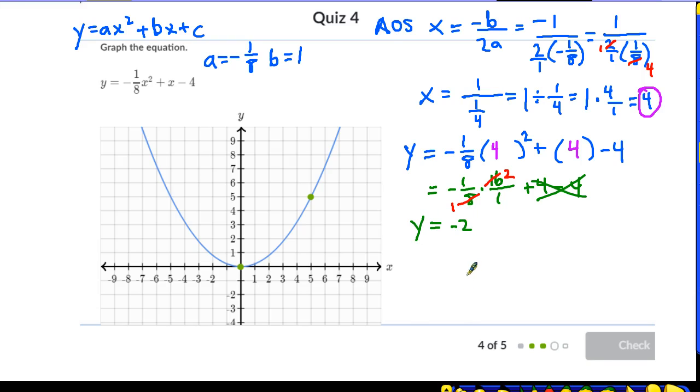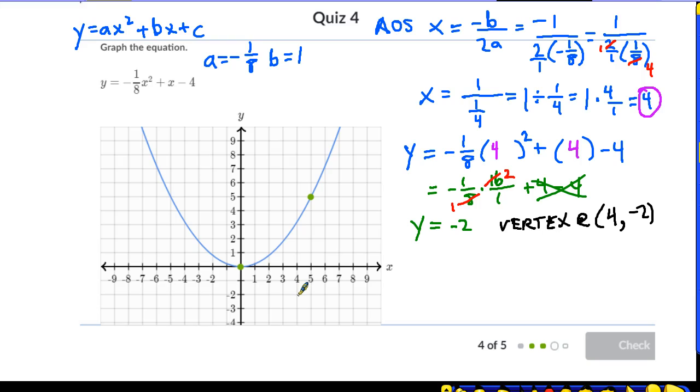And what that tells us is our vertex. It says our vertex is going to be at x of 4 and y of negative 2. X of 4 and y of negative 2. And so then I can go ahead and move this to x of 1, 2, 3, 4, y of negative 2, and that's where I'd put the vertex.